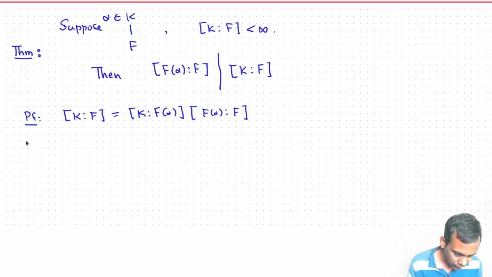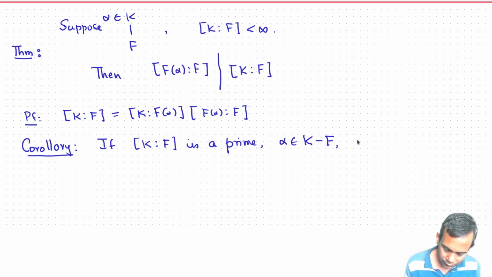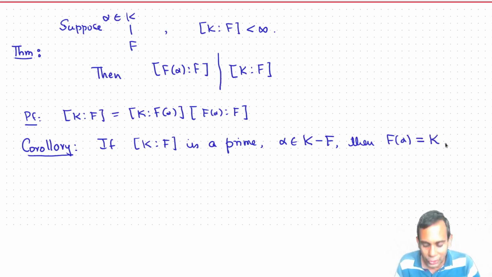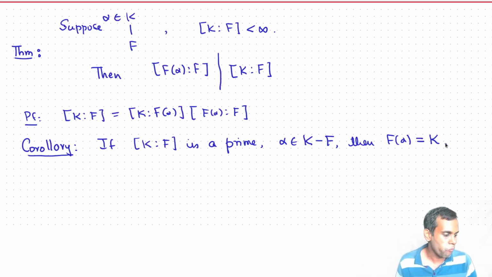A very surprising consequence of this is the following: if the index of K over F is a prime p, and alpha belongs to K but is not in F, then F(alpha) must be equal to K. Because F(alpha) is clearly larger than F, the degree of F(alpha) over F would be some divisor of p, but the only divisors of p are p and 1 itself. The index cannot be 1 because F(alpha) is strictly larger than F, so it has to be p.